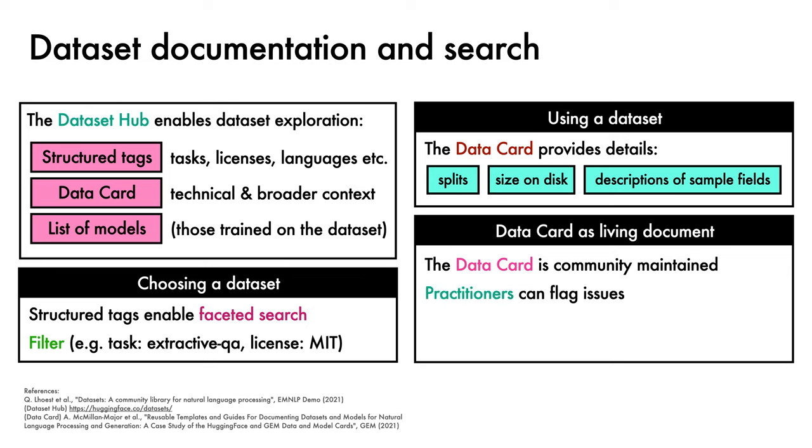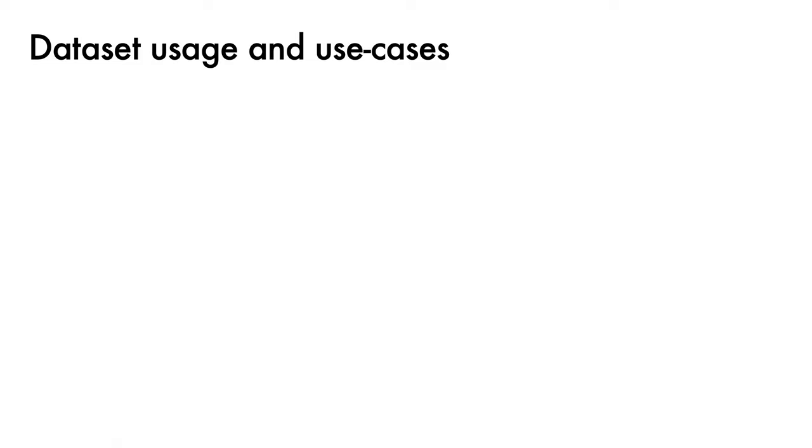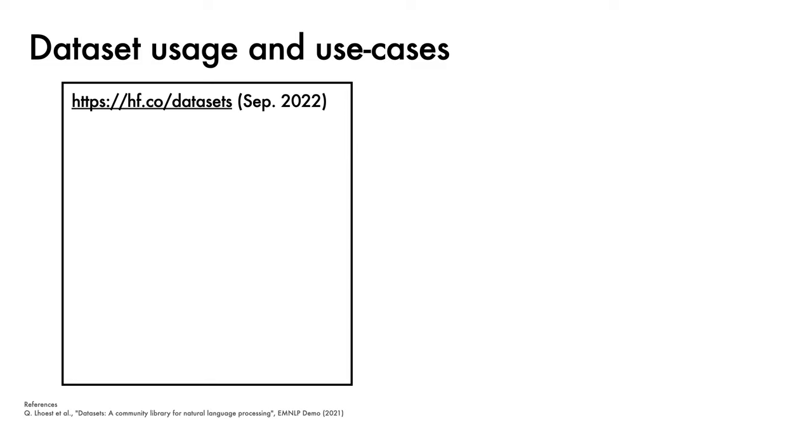NLP practitioners who interact with the dataset can flag issues that they discover and make them more widely known. This can include, for example, annotation artifacts, issues with dataset splits, and systematic biases that have been identified in the data.